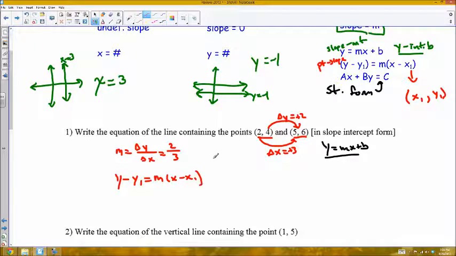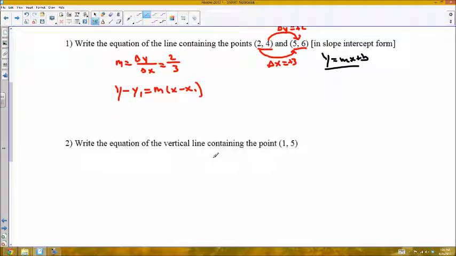Well, the point I'm going to use for this line is the point (2, 4). You could equally use (5, 6). It would be just as equivalent. We actually end up with the same form at the end. But it'll be y minus the y coordinate of that point, which is 4, is equal to m, which is the slope, which we know to be 2/3, times x minus the x coordinate of that point, which is 2 in this case. So now I'm going to distribute this 2/3 through this.